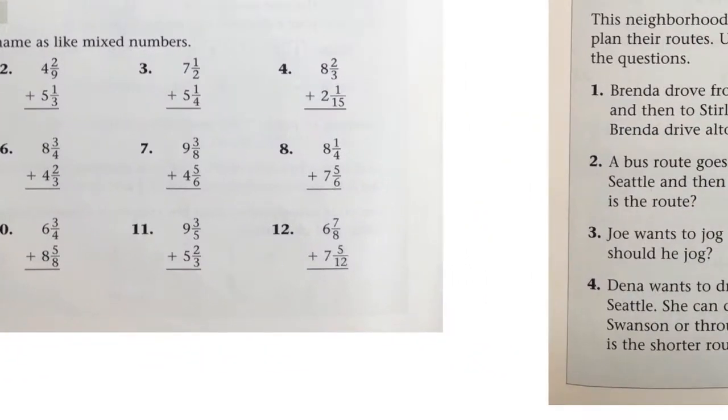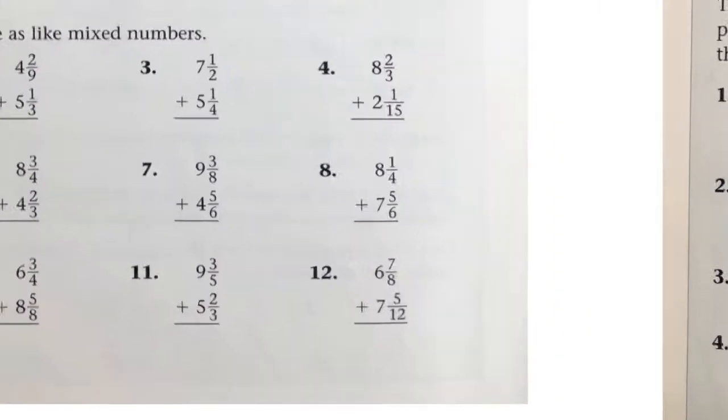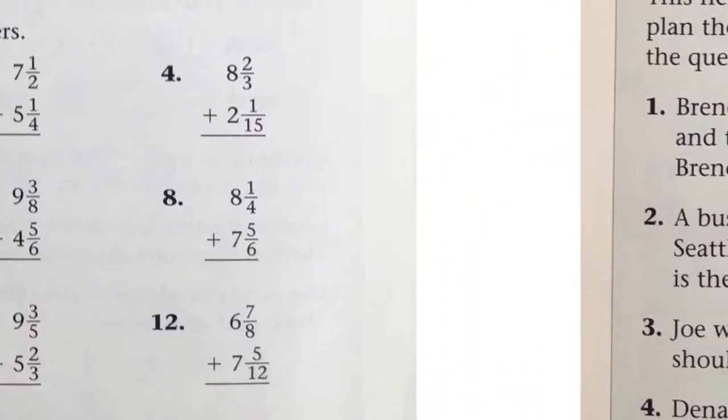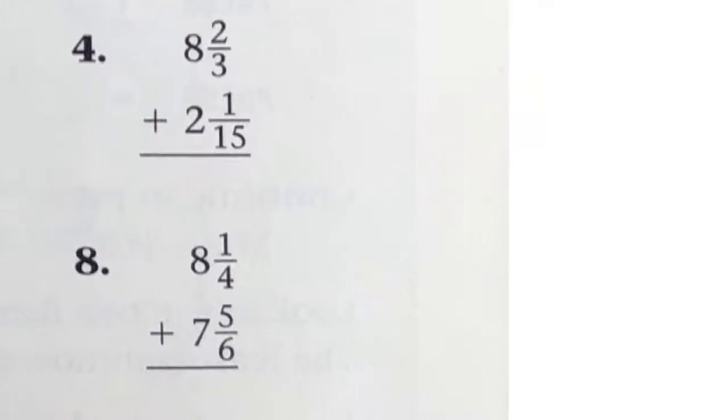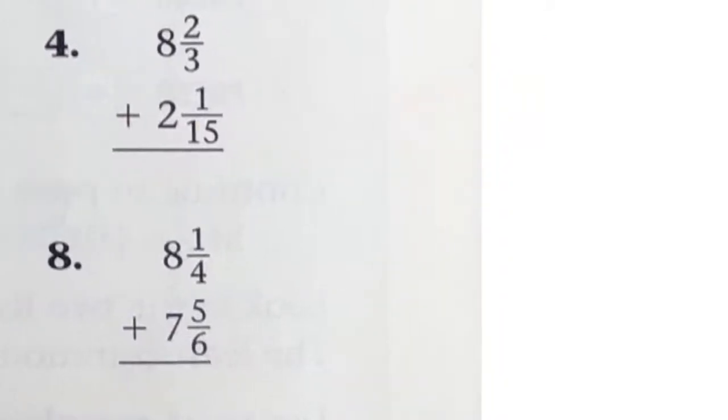All right, let's practice. Let's take a look at number 4 and number 8. Zoom in so we don't have to rewrite quite so much. We have 3 and 15 as the denominators for our two numbers, 8 and 2/3, 2 and 1/15. Well, the least common multiple between 3 and 15, let's see, 3, 6, 9, 12, 15.